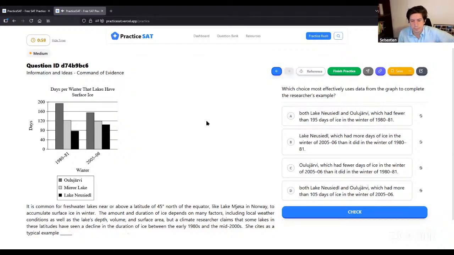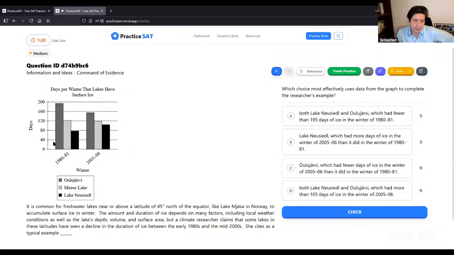Which choice most effectively uses data from the graph to complete the researcher's claim? So try this out. You can put your answer in the comment. A, both Lake Nusud and Ullashvarvi, which had fewer than 995 days of ice in the winter of 1980 to 1981. That wouldn't work because that's just comparing them in that year. We're trying to compare across.